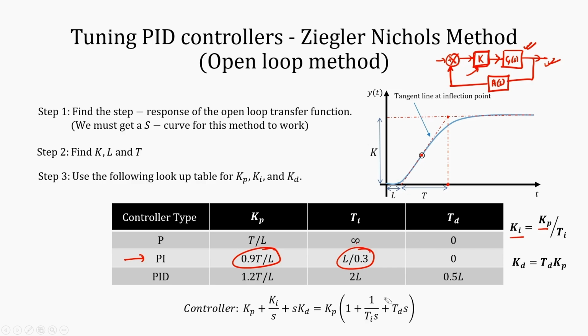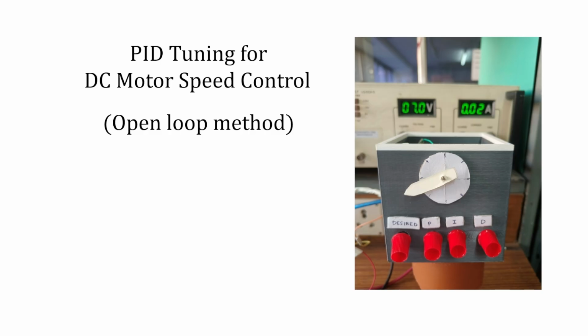So, in this way, this is like a lookup table. You just have to find out the values of L and T. Once you know L and T, you can just look up and use the values of Kp, Ki and Kd, whatever you are using, and the system will work. We will show a demo for this.